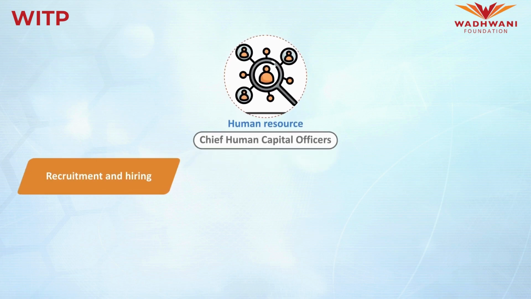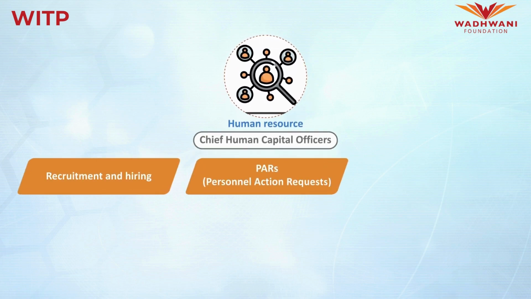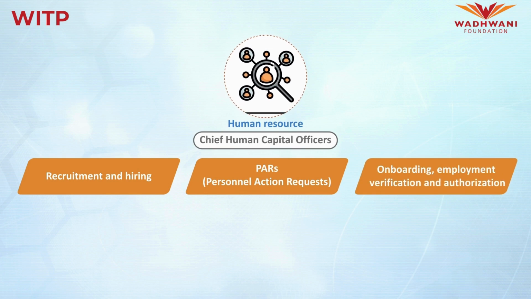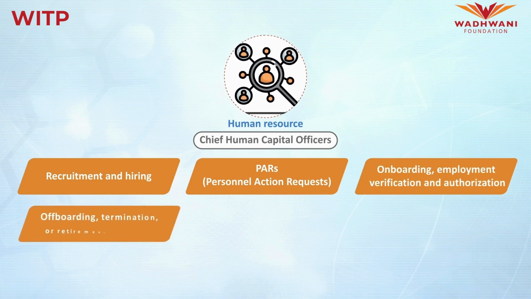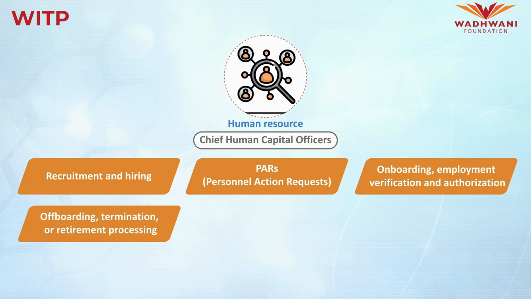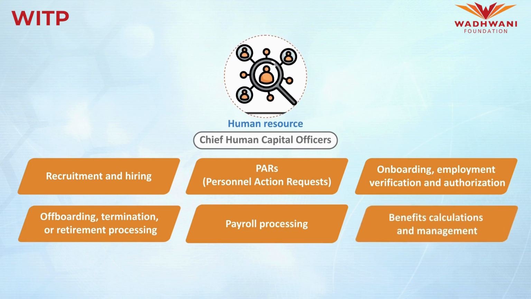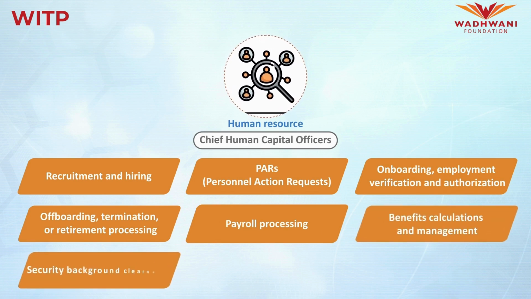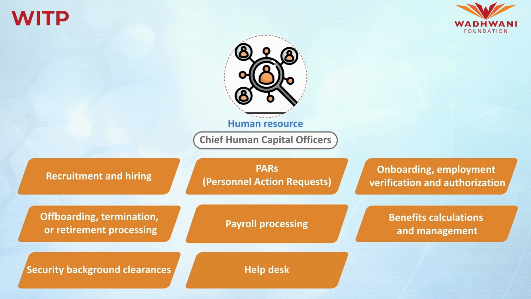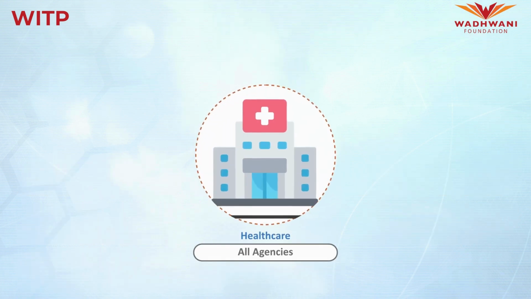The Chief Human Capital Officers of Human Resources efficiently use RPA for recruitment and hiring, PARs, onboarding, employment verification and authorization, offboarding, termination or retirement processing, payroll processing, benefits calculations and management, security background clearances, and help desk.